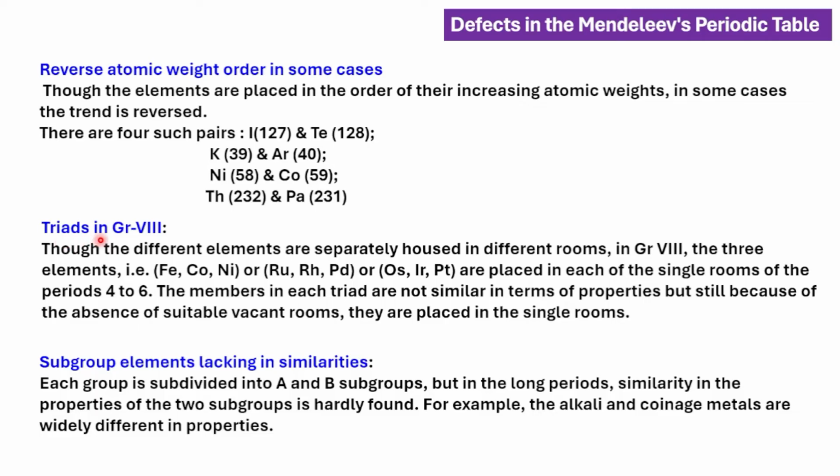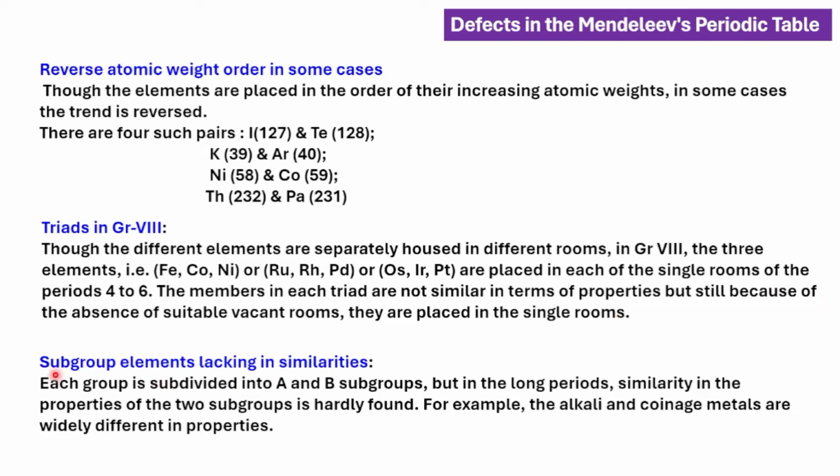Next defect was triads in group 8. In group 8, there were three elements sharing the same space, right? Though different elements are separately housed in different rooms, in group 8 the three elements, that is iron, cobalt, nickel, and in the next period ruthenium, rhodium, palladium, and in the other period osmium, iridium, platinum, were placed in each of the single rooms of periods 4 to 6. The members in each triad are not similar in terms of properties, but still, because of the absence of suitable vacant rooms, they were placed in single rooms.